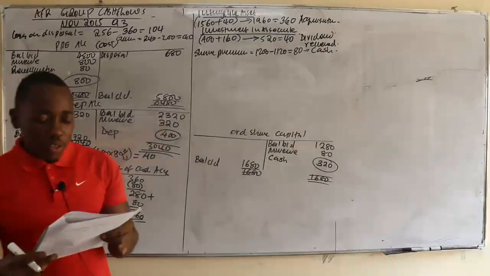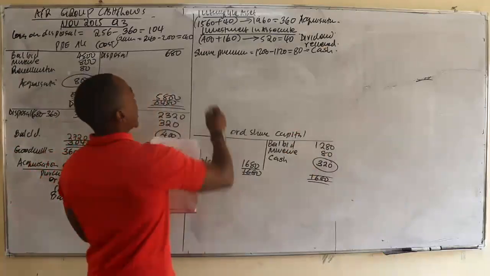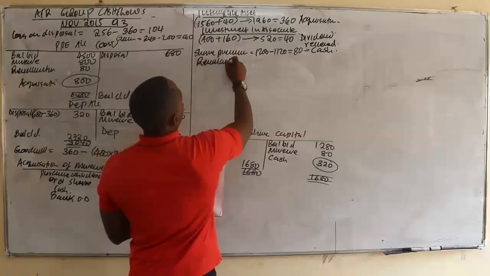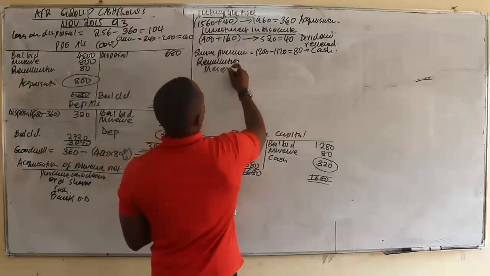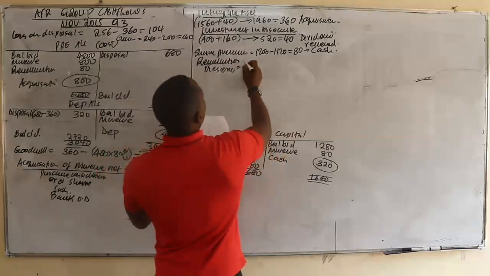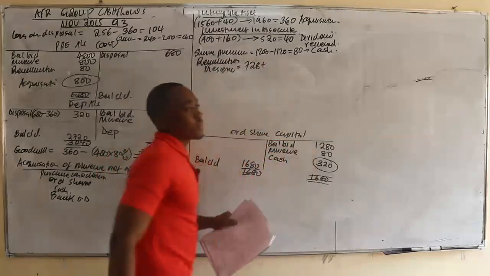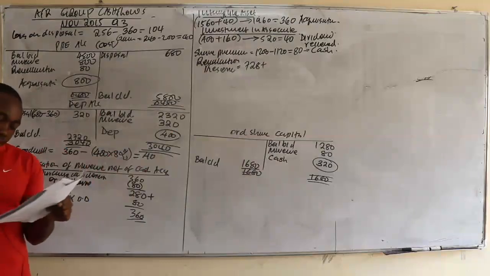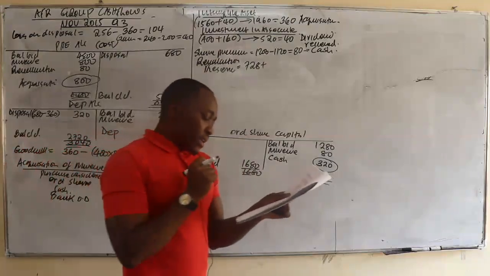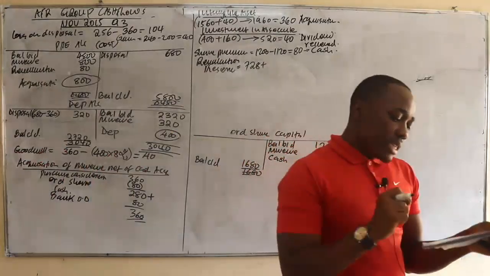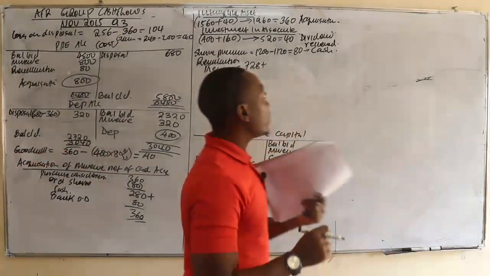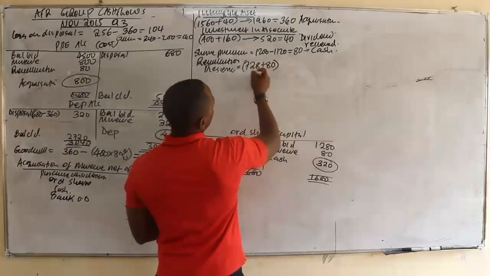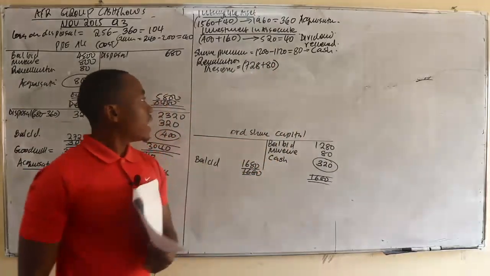Then we have revaluation reserve. How much was the opening balance? The opening balance was 728 plus, remember you revalued an item of plant, and there was a revaluation gain of how much? 80. That was courtesy of note number 3. During the year ended 1st October 2015, there was a revaluation gain of 80 million attributable to the holding company PPA. So revaluation increased by 80. So 728 plus 80, you get 808.